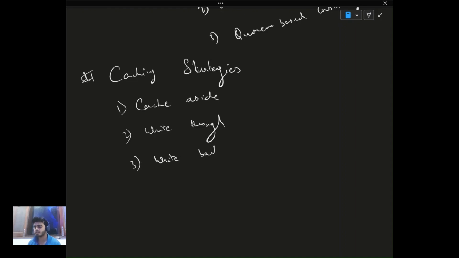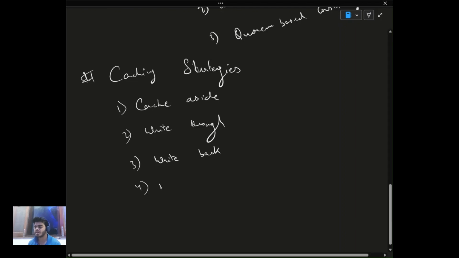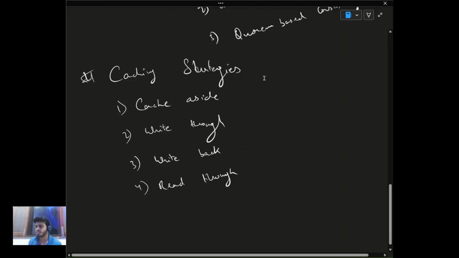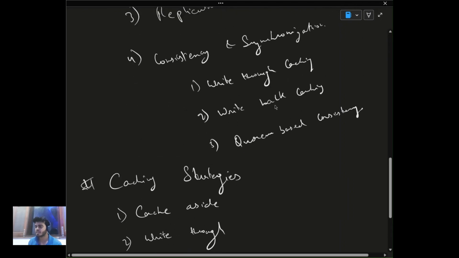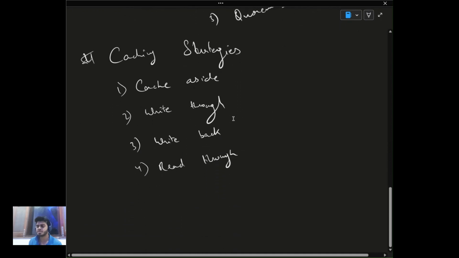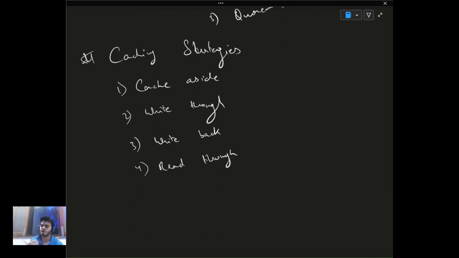And the fourth one is read through. Write back, what does this mean? Writes go to the cache first and are later pushed to the database. As we have discussed here, write back caching has inconsistent synchronization. And read through: the cache fetches the data automatically when it is queried.